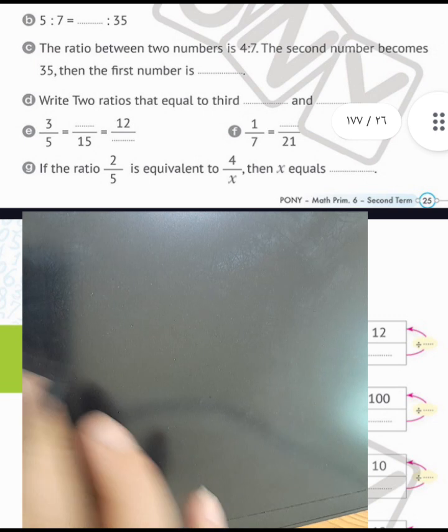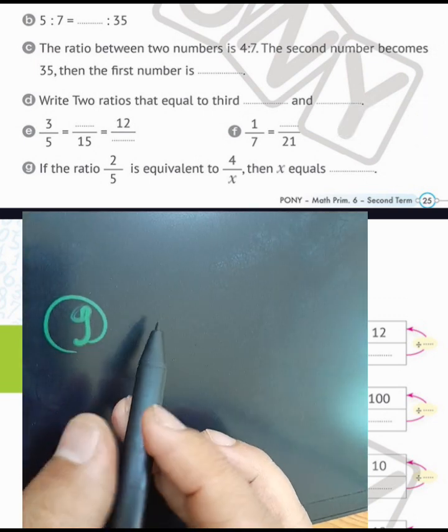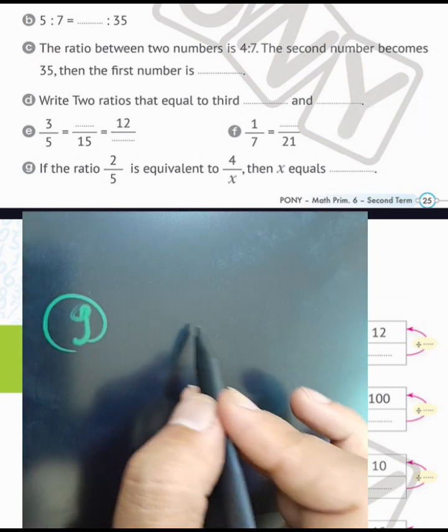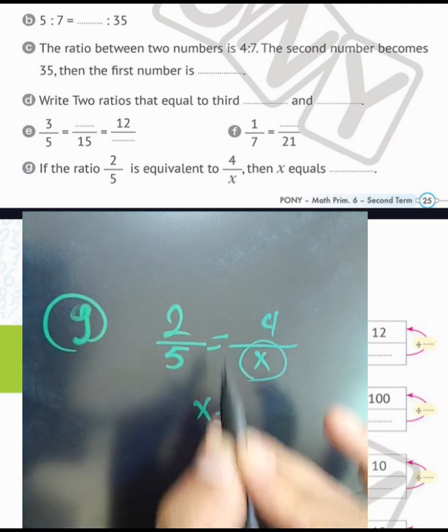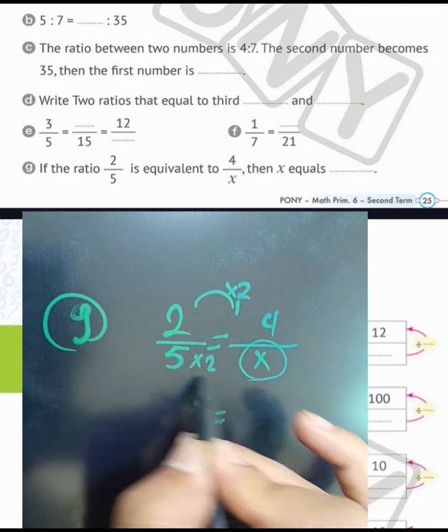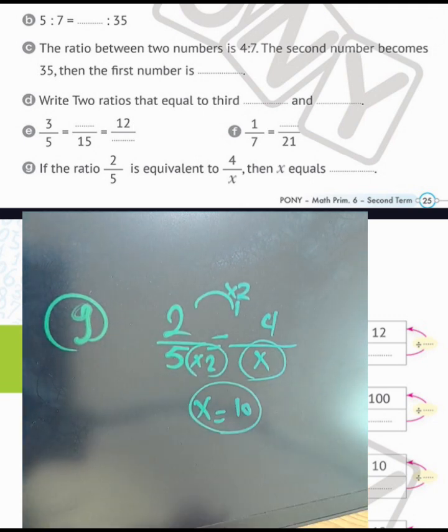Question letter G. If the ratio 2 to 5 is equivalent to 4 over x, we can find the value of x by multiplying here by 2. 2 times 5 equals 10. Then the value of x will be equal to 10.